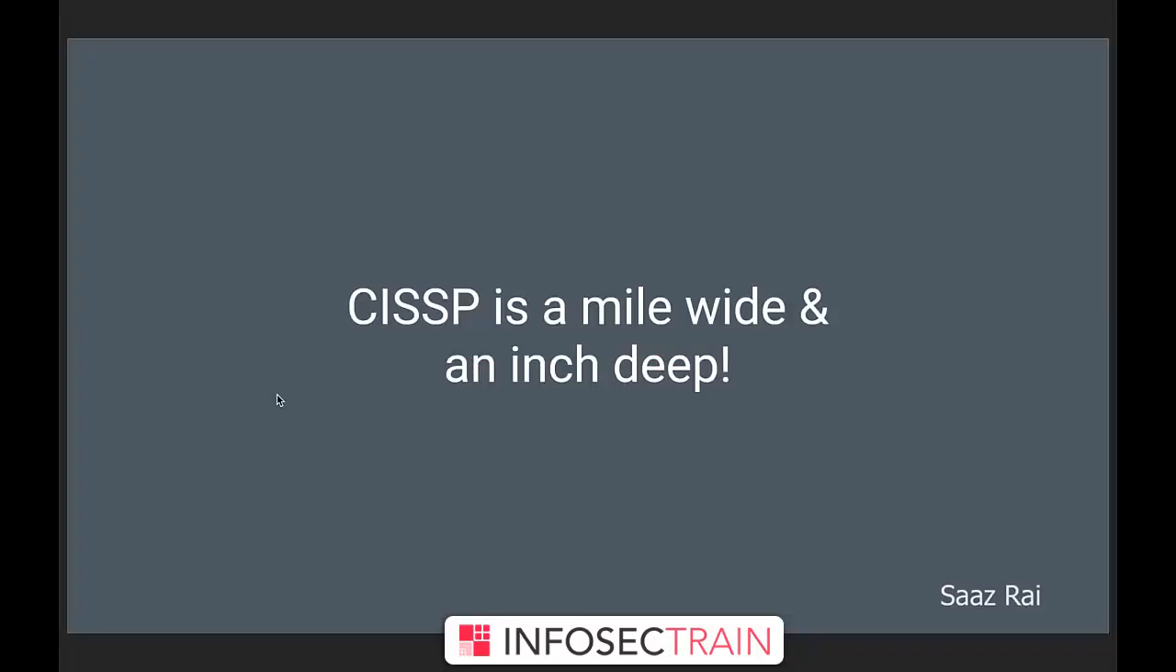This is a very popular saying. I hope you're able to see this. It says CISSP is a mile wide and an inch deep. Okay, so I don't know if you've heard this before, and this is important to understand, and many people fail because they don't understand what this particular sentence means.